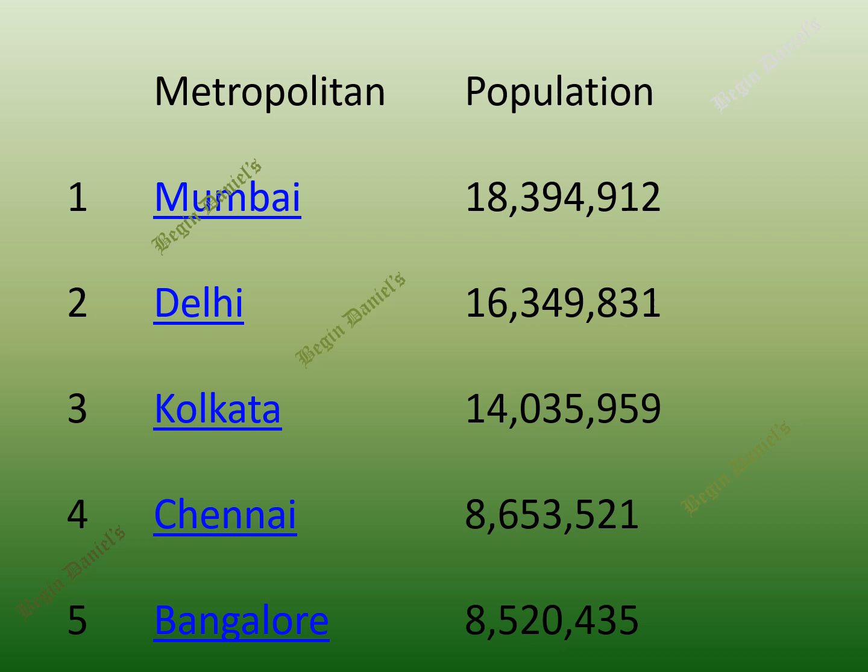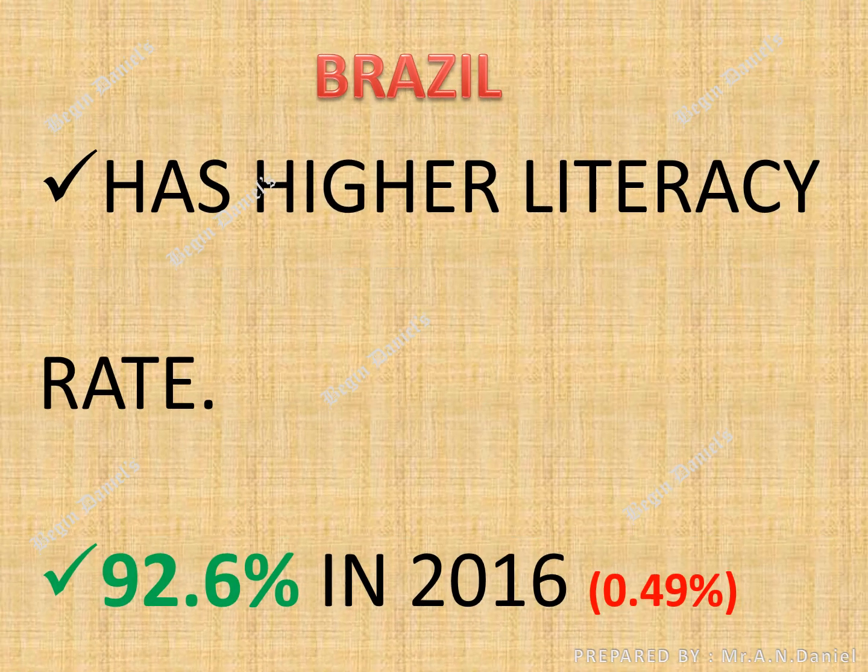You can see some of the major cities, they have the population. Mumbai, Delhi, Kolkata, Chennai, Bangalore, these are the important metropolitan cities of India, and the population there in those cities. What about the literacy rate? Brazil has higher literacy rate. The literacy rate in Brazil is 92.6% in 2016. That means 0.49% increased compared to the previous census.